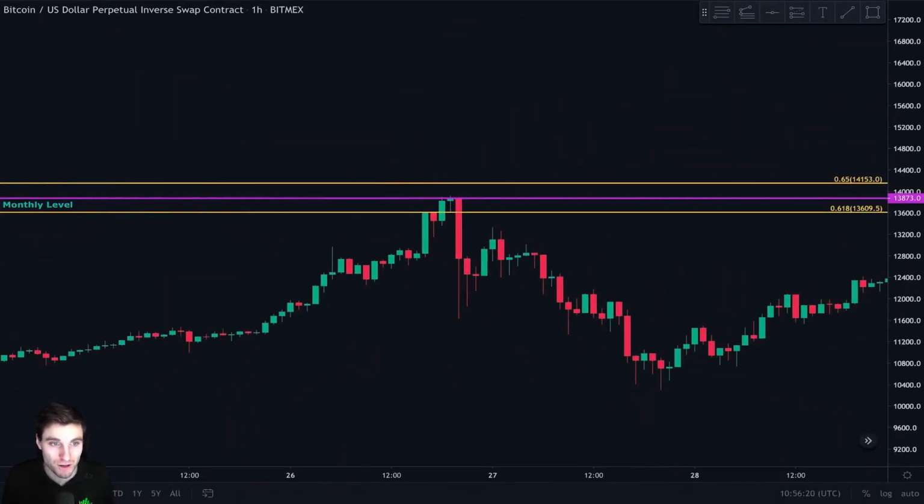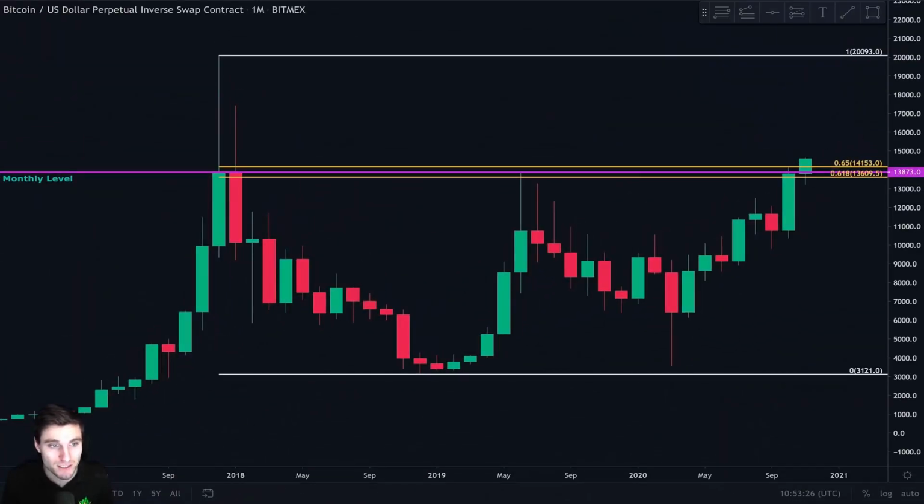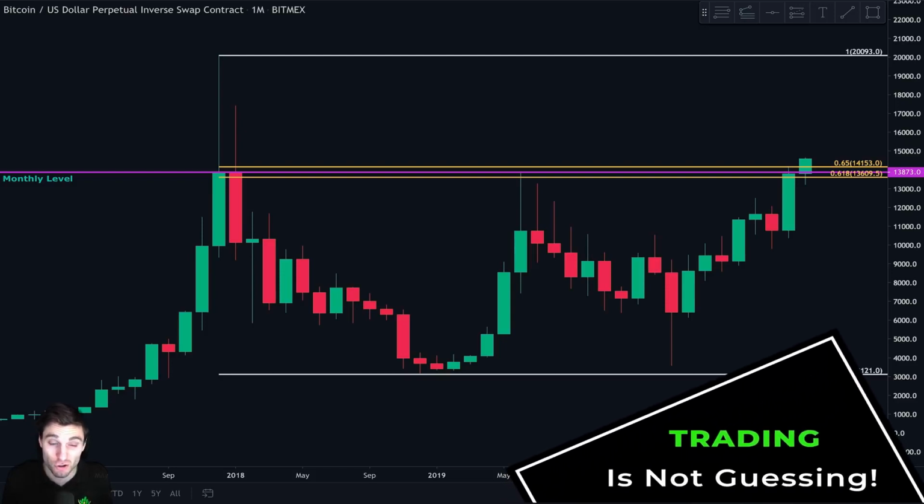This is the 1 hour chart. Look at the bearish price action when price came back to touch this monthly level. We clearly see this bearish engulfing candle, which is our trigger to enter a short, and we would have placed our stop loss just above this candle. Well, what happened next? Price went down and almost touched the 0 point of our Fibonacci retracement. So you can see trading has nothing to do with guessing, and it is not difficult when you know what you're doing. You just need to have a plan and an understanding of how price action works at key levels of support and resistance.